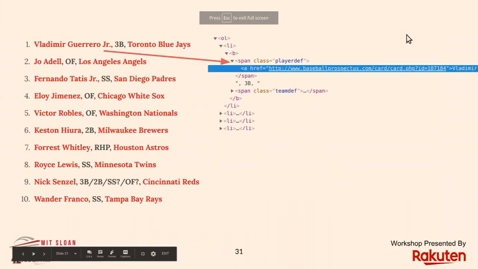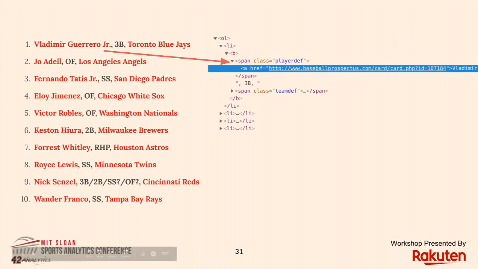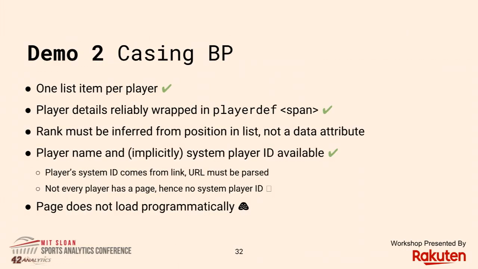So we've targeted our information. We know the repeatable elements we're ready to scrape. We've got one list item per player. Player details reliably wrapped, mostly. We have to infer rank from the list. We don't have an attribute to target that specifically dictates the rank like we did back on Fangraphs. Player name and system ID are available though.